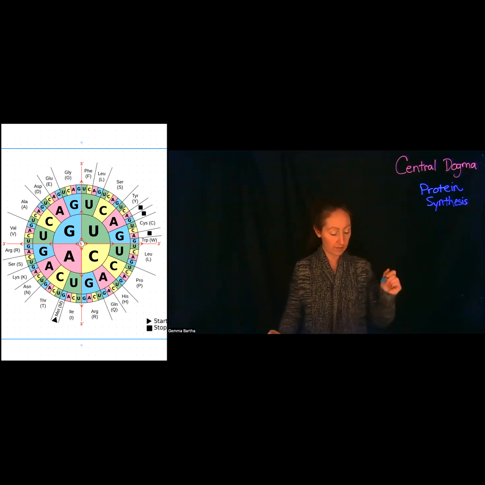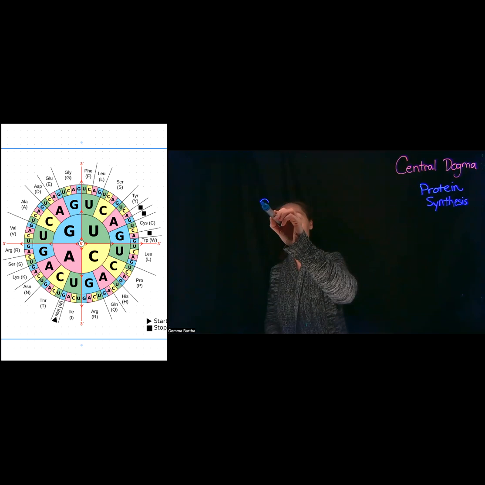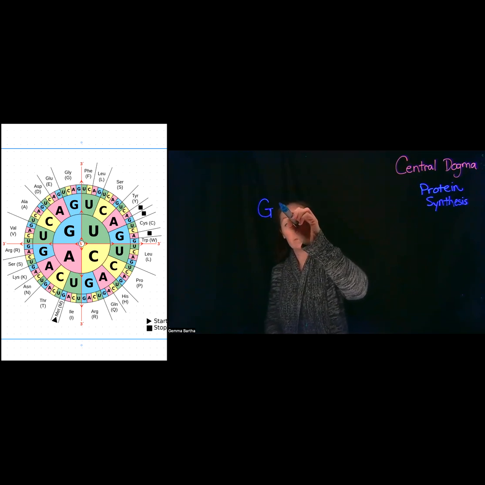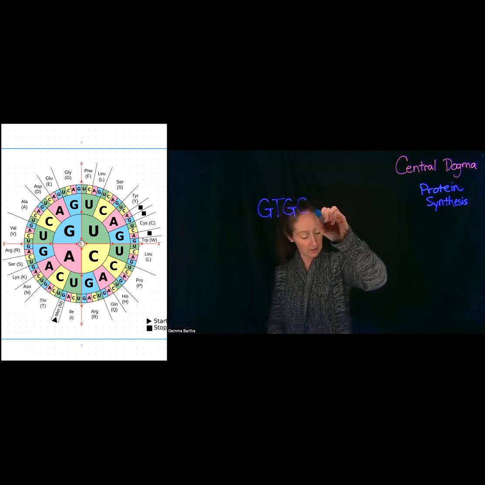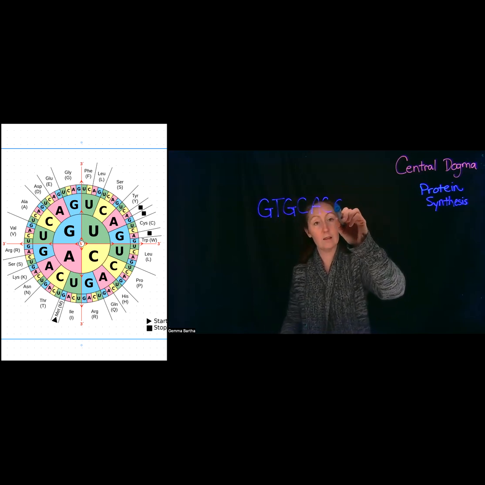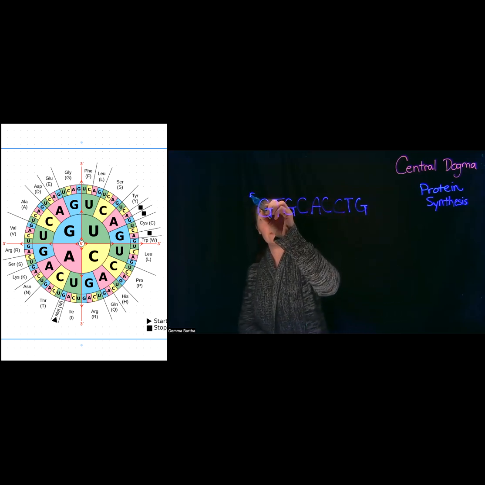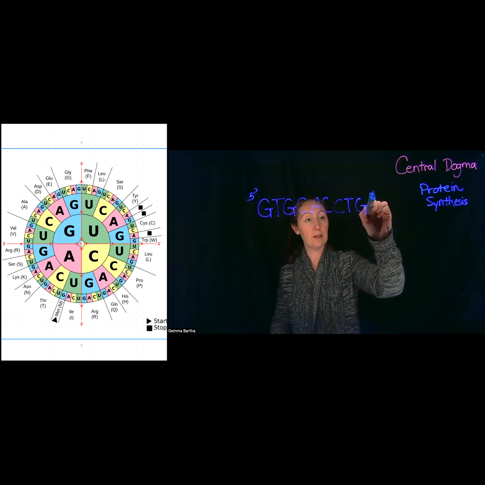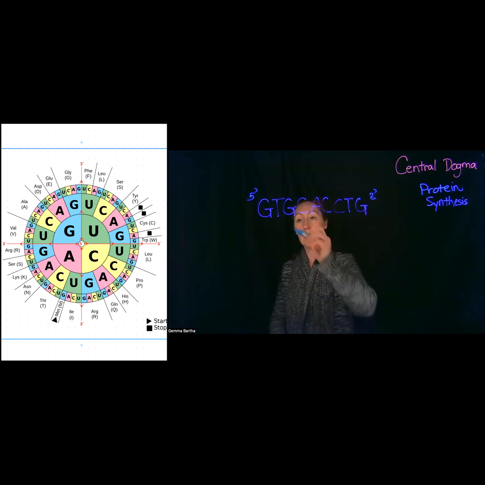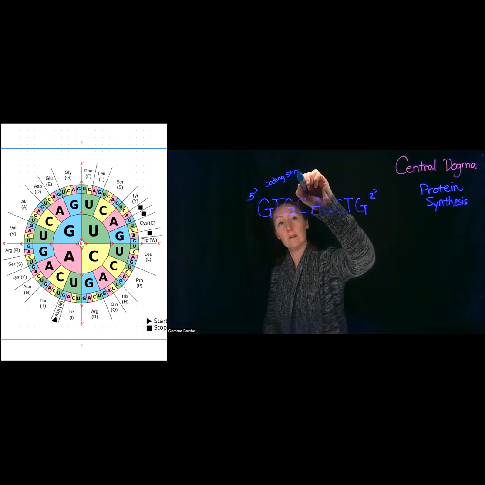We're going to do an example together just so that you can get used to seeing how it works. So I'm just going to pull up some nitrogenous bases here. Let's say that we have G, T, G, C, A, C, C, T, G. And we're going to say that this one's 5' to 3'. Okay? This is going to be our coding strand.